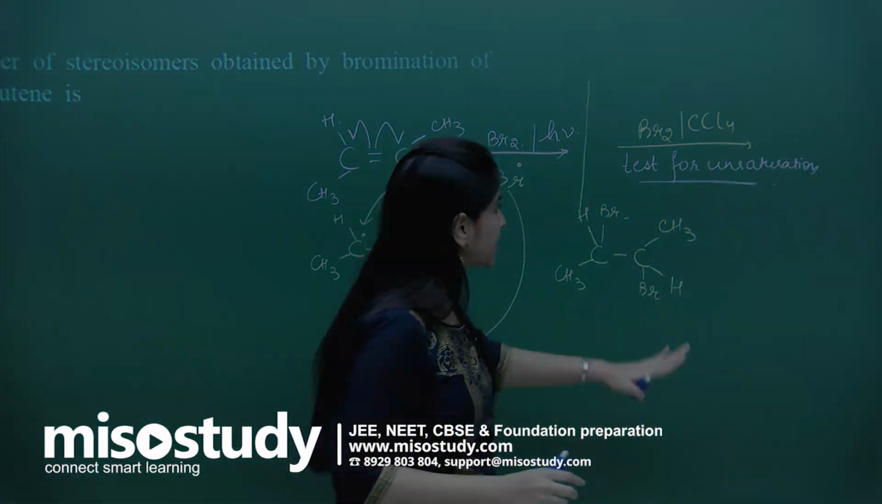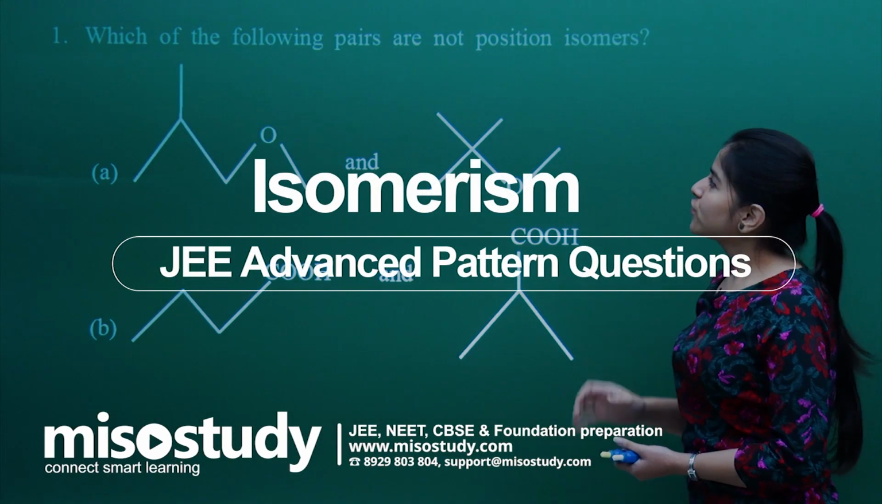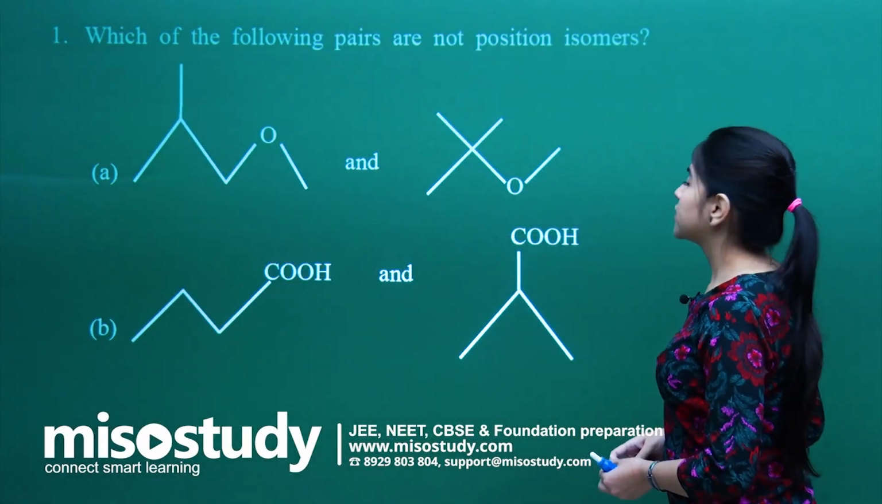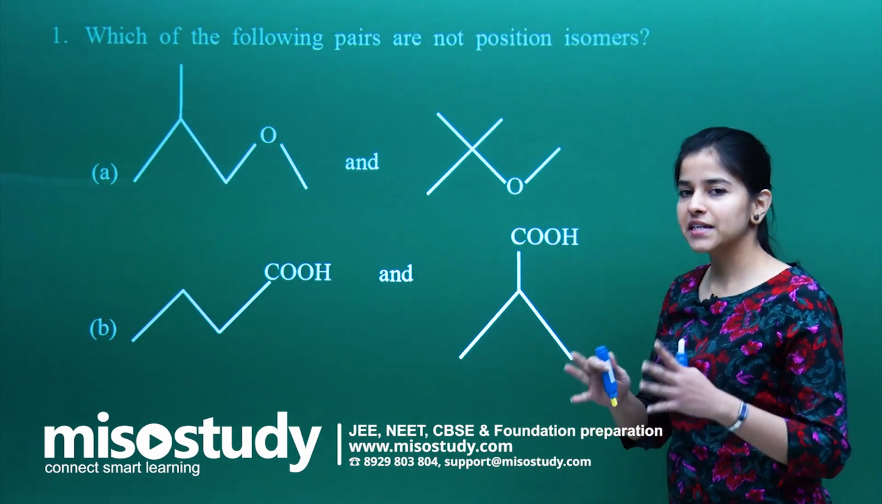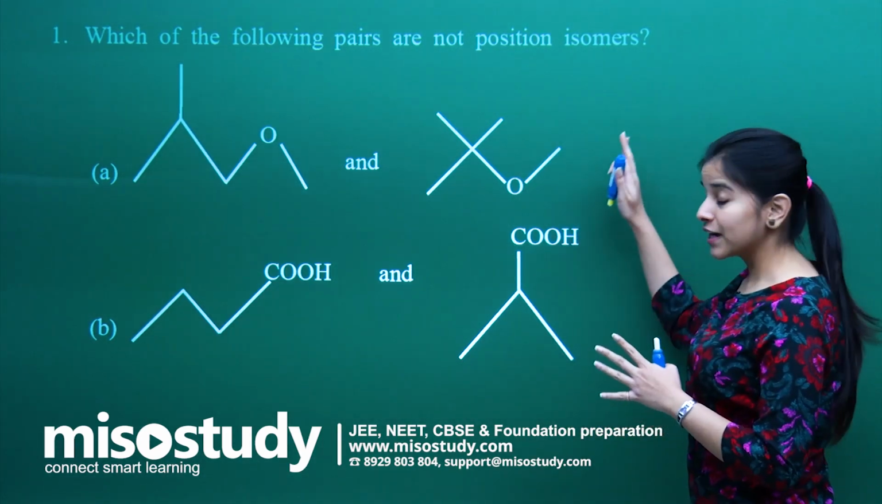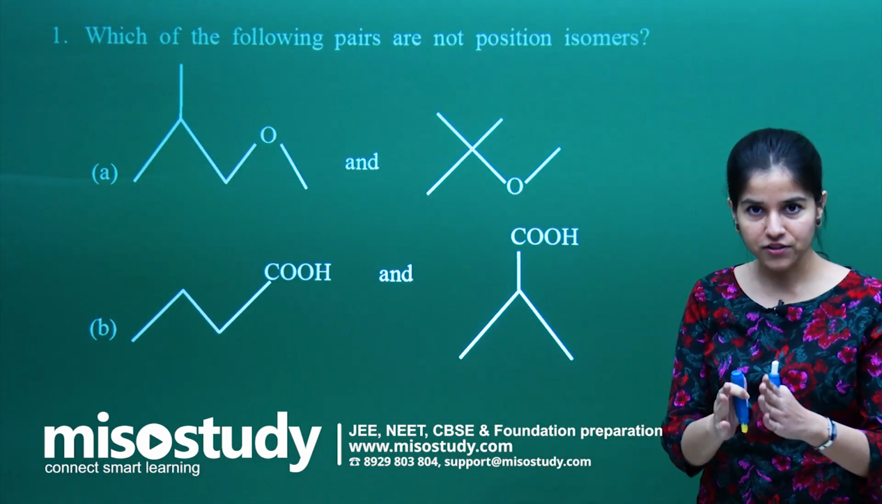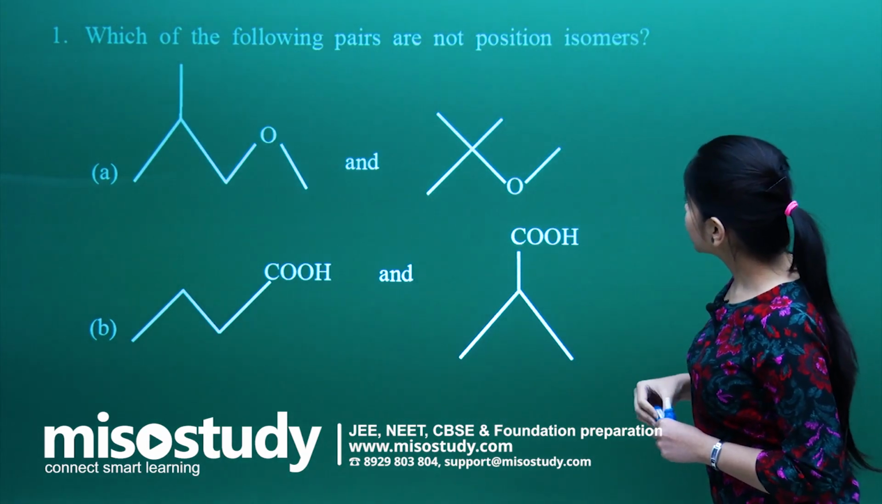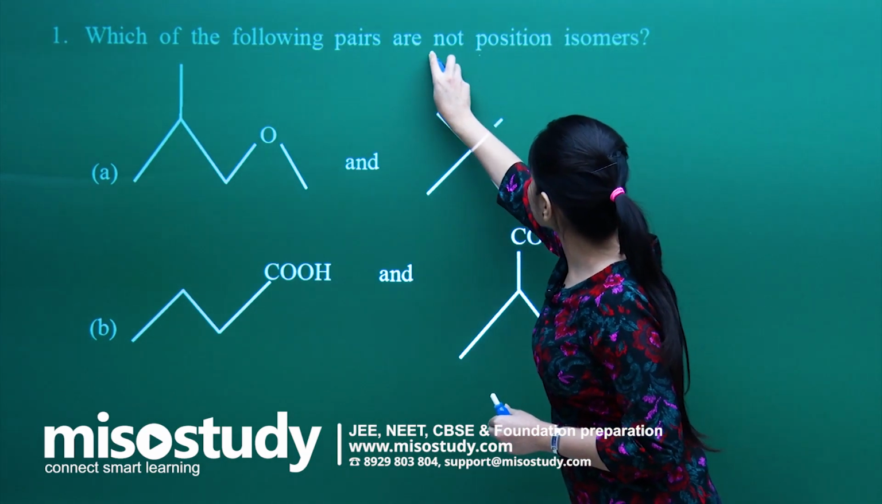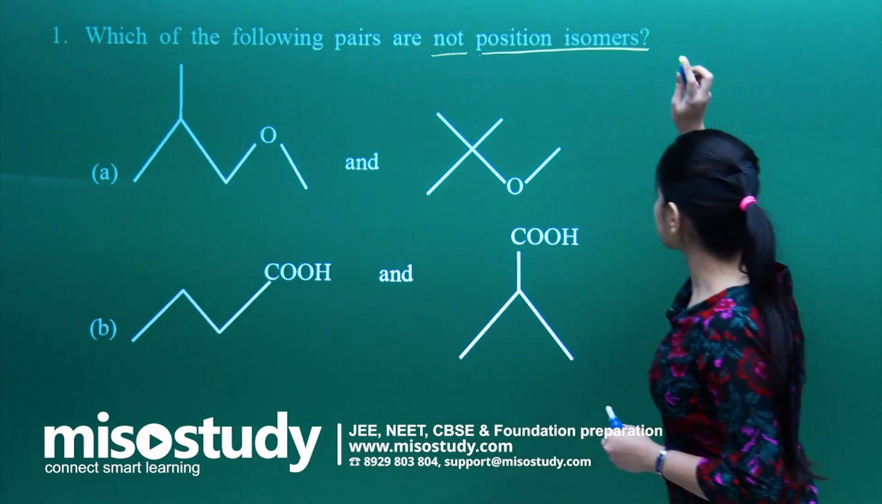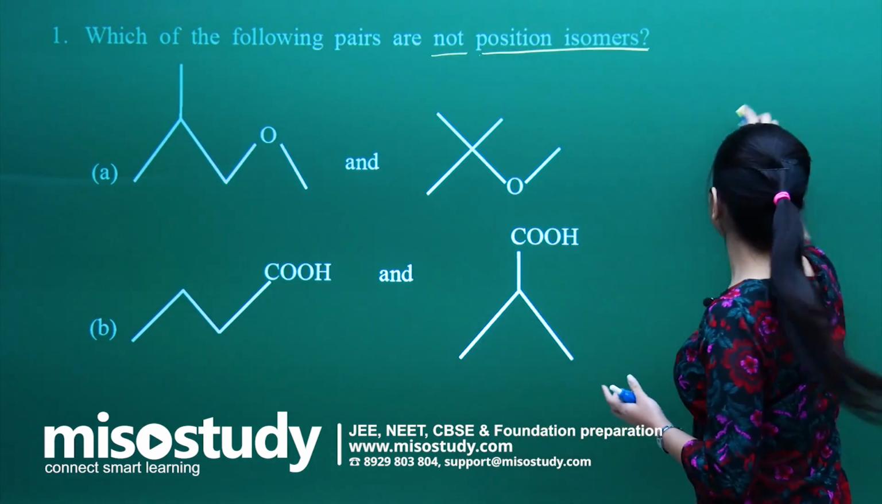Which of the following pairs are not position isomers? It is a basic isomer type question, included in structural isomerism. So, I need to find out which are not position isomers. What are basically position isomers?